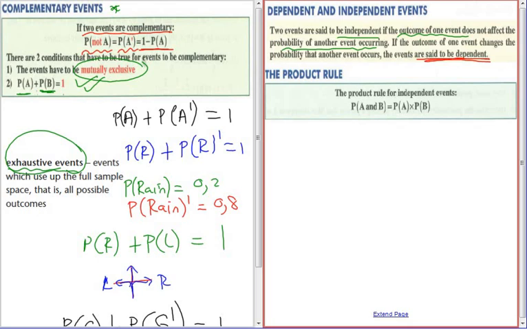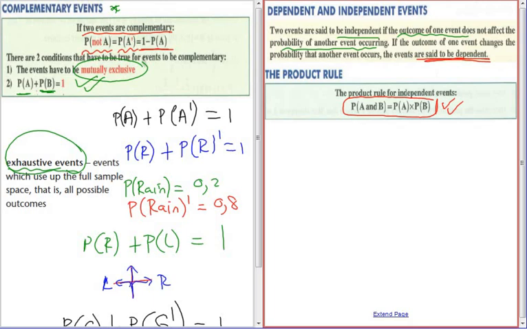So let's just quickly see what's what here with the independent events. Please notice this is the rule I want you to know. If two events are independent, this is true for them: the probability of A and B will be equal to the probability of A times the probability of B. That's what you must remember.